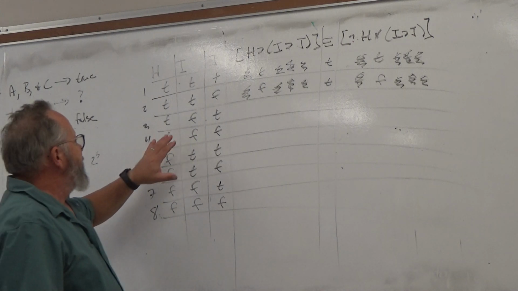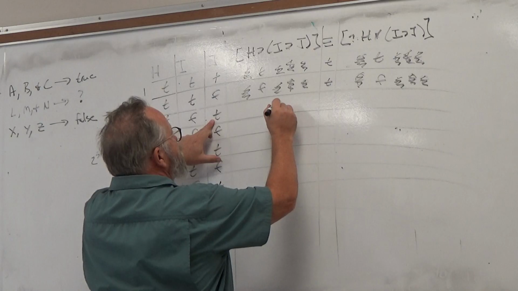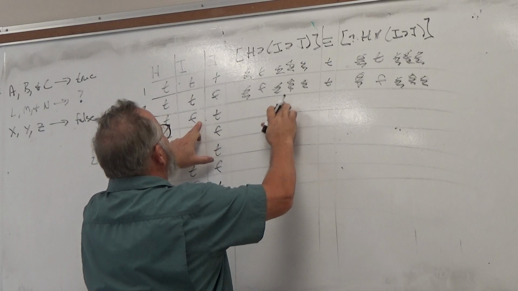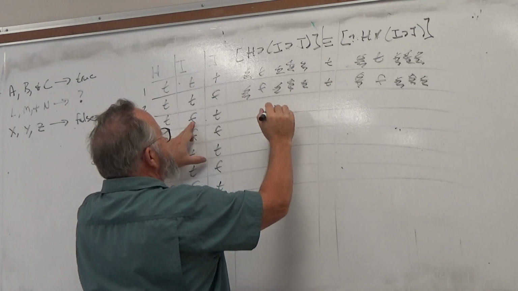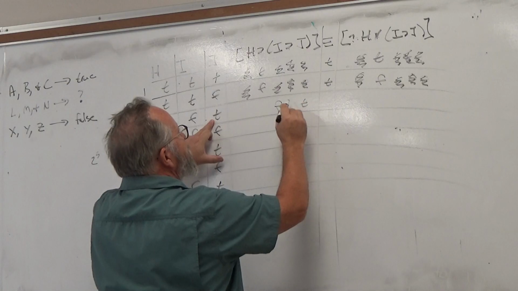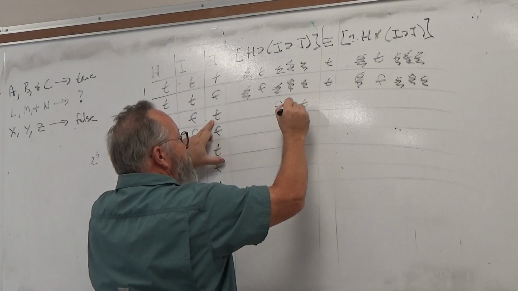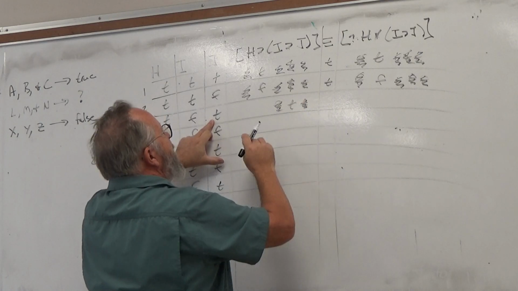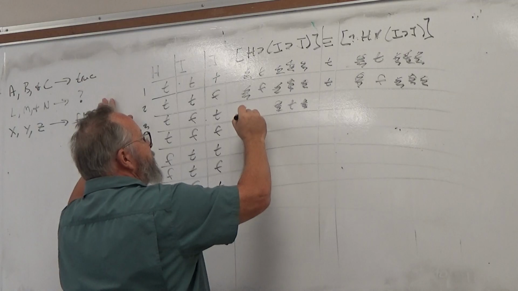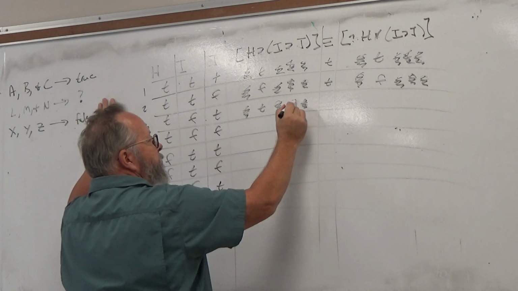1 and 2. Let's do 3. I is true, J, oh, I was doing that backwards. I is false, and J is true. So I have false, then true, which is true, okay? And H on this line is true, so I end up with true, then true, which is true, okay?